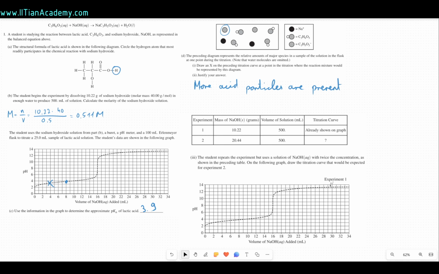And then in part 3, we're given the student repeating the experiment using a solution of NaOH which has twice the concentration. We need to draw the titration curve where we would expect the new points to lie.